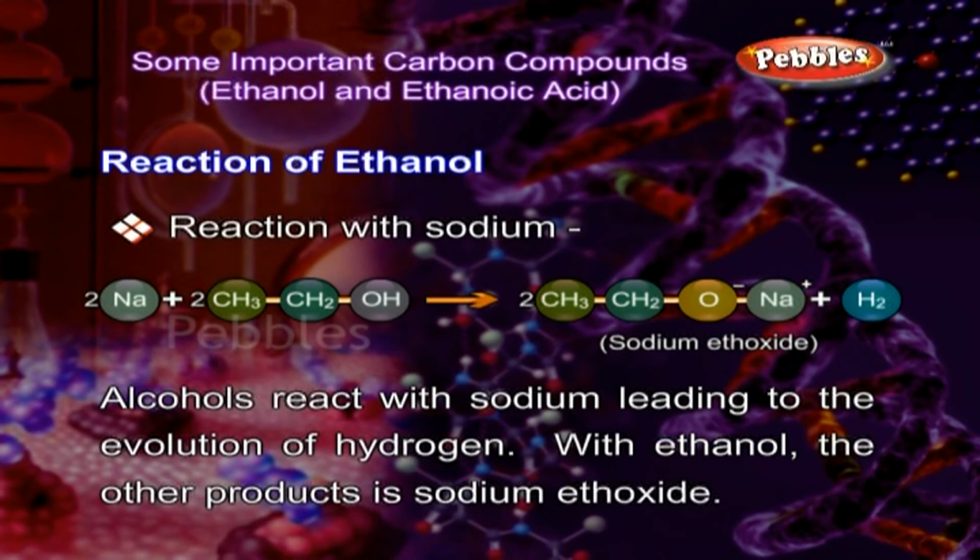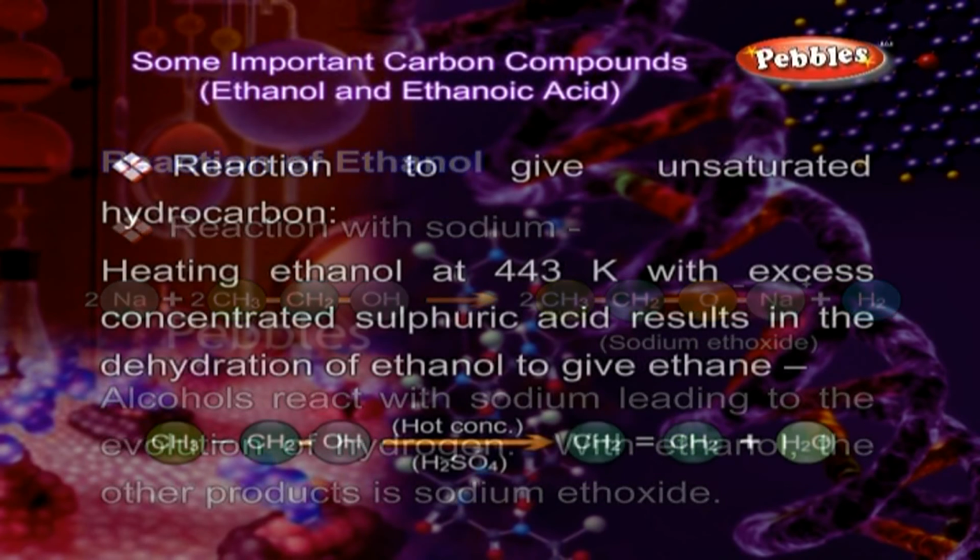Reactions of ethanol. Reaction with sodium. 2Na + 2CH3CH2OH gives 2CH3CH2O⁻Na⁺ + H2. Alcohols react with sodium, leading to the evolution of hydrogen. With ethanol, the other product is sodium ethoxide.